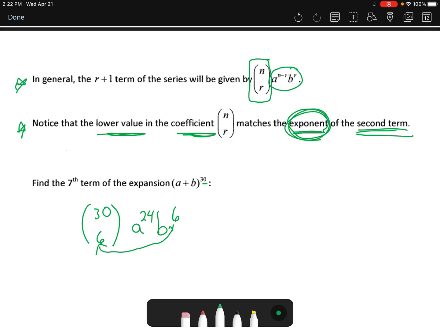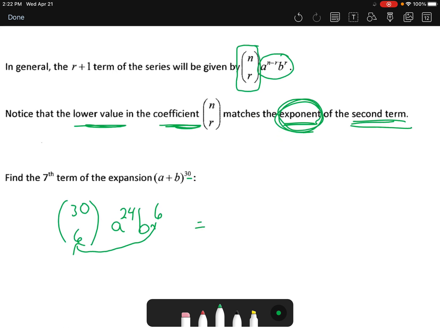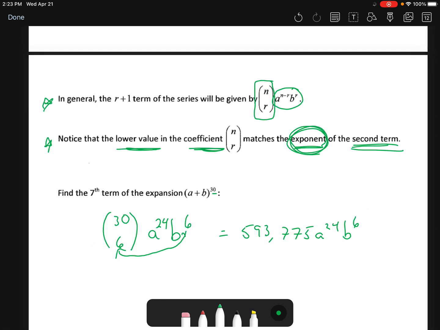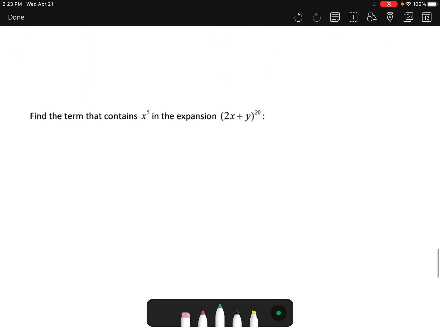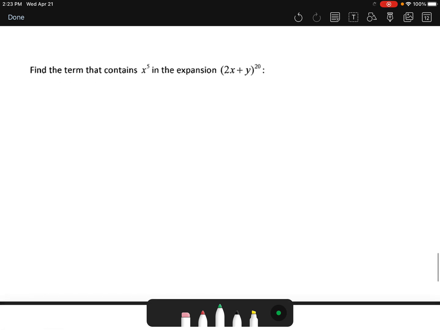So now I put in 30 choose 6. Ooh, it's going to be a big number. It is 593,775, a to the 24th, b to the 6th. That is the 7th term of our expansion. That would be tough to do using our old method, our other method. The next one says, hey, find the term that contains x to the 5th in the expansion of (2x plus y) to the 20th. Ooh, boy.